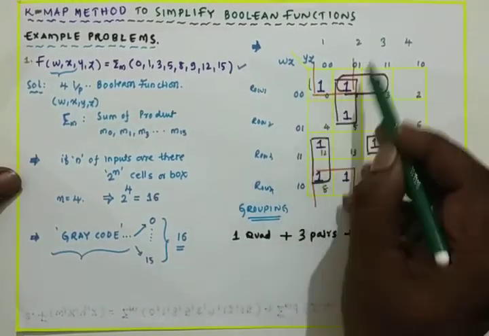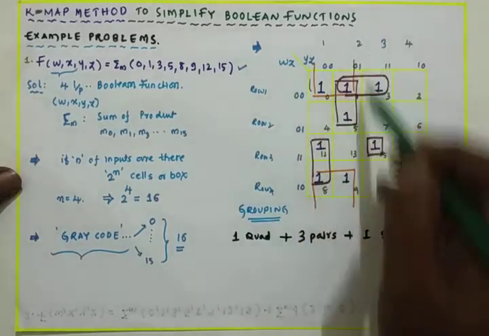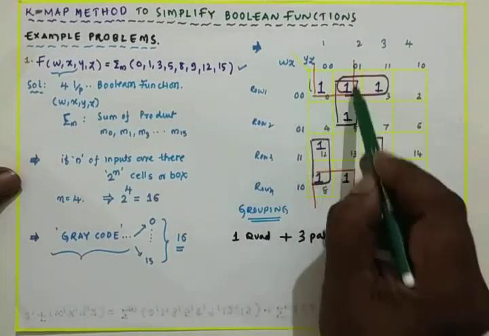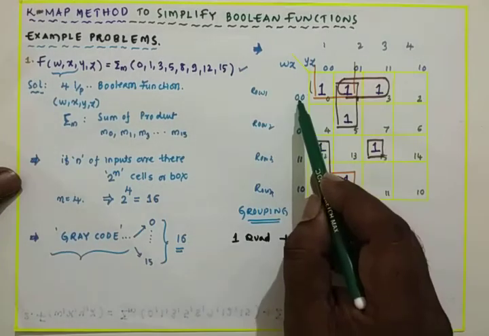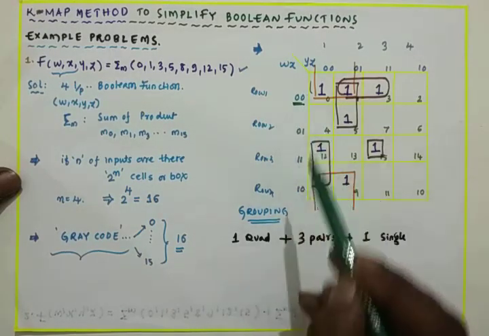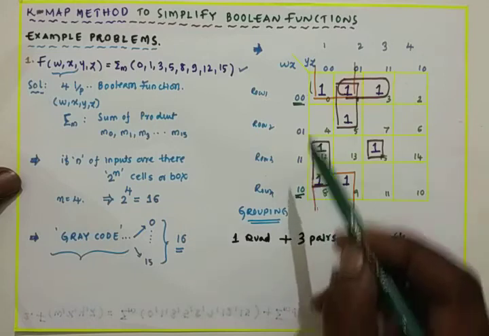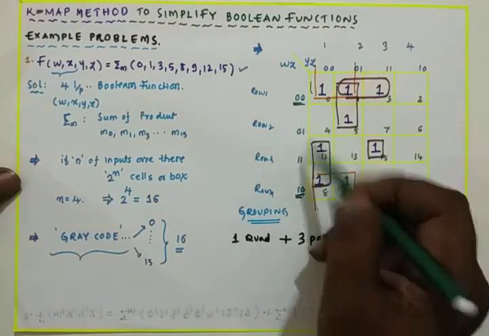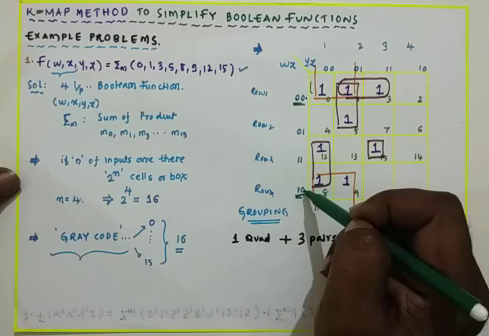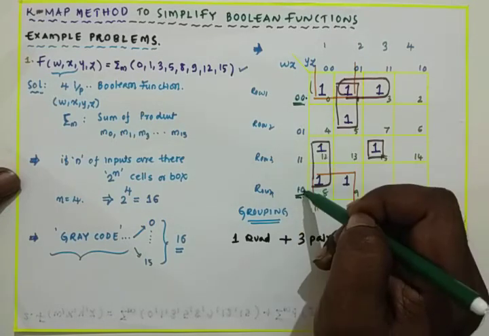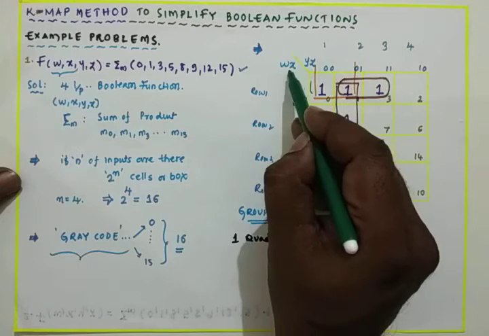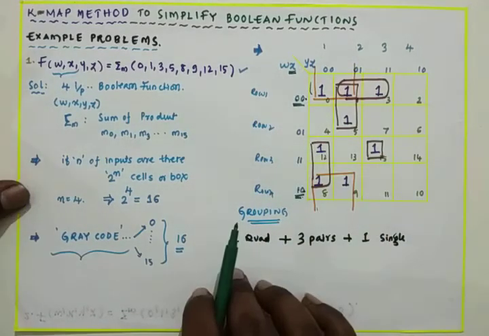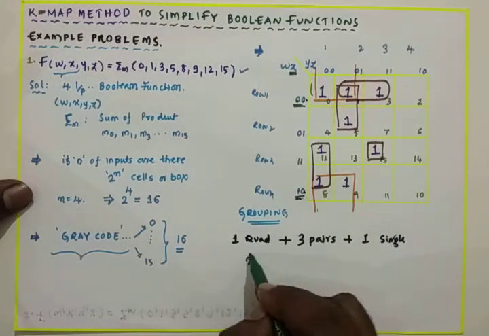This quad is in 2 rows and 2 columns, here and here. This row is 0, 0, and this row is 0, 1. So 0, 0, 1, 0. Which one is common? 0 is common. The second 0 is common, and the second 0 represents the x term. 0 is nothing but x bar.